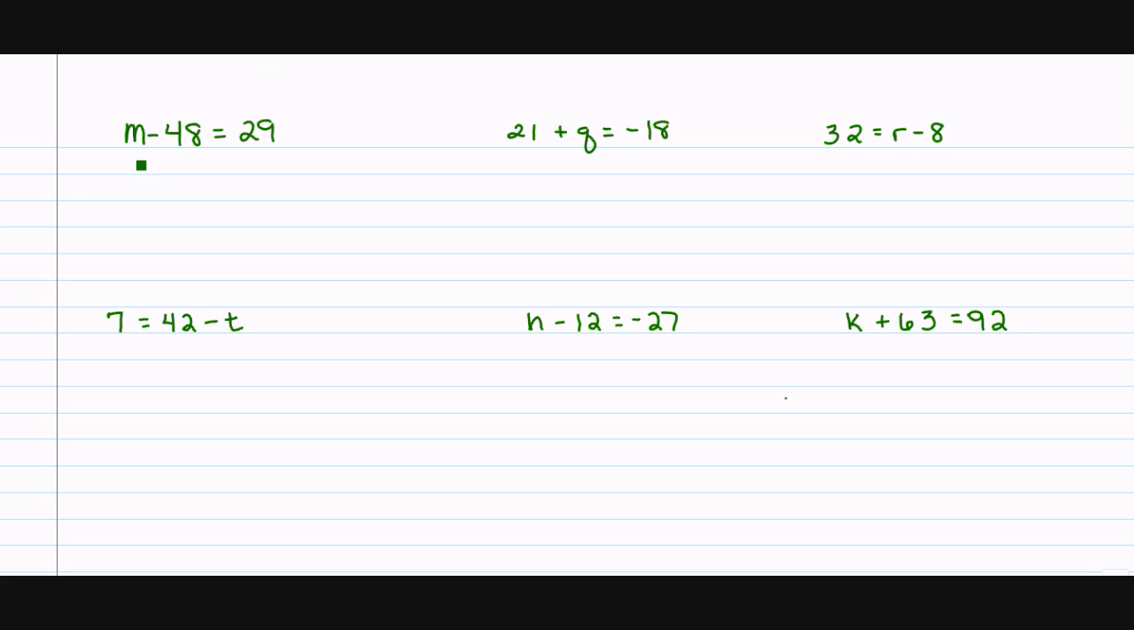I have m minus 48 equals 29. The opposite of negative 48 is positive 48. And that's what I do to both sides of the equation. Okay, you need to think of this as a line down the middle.